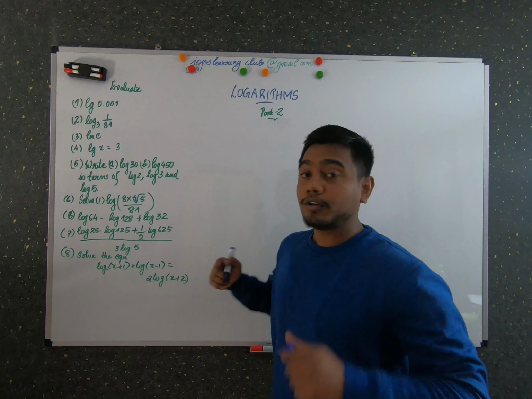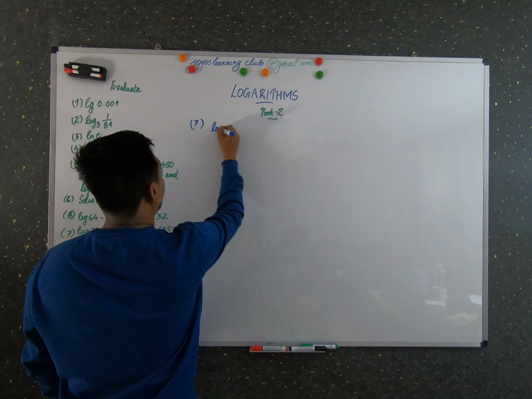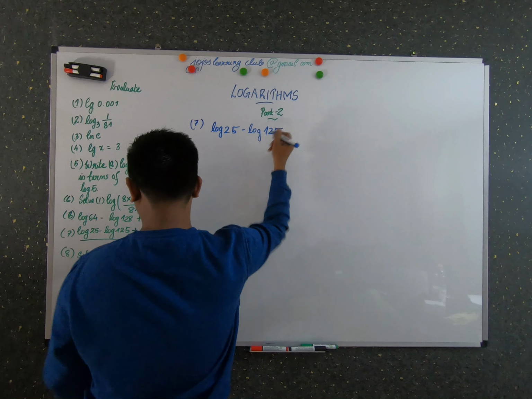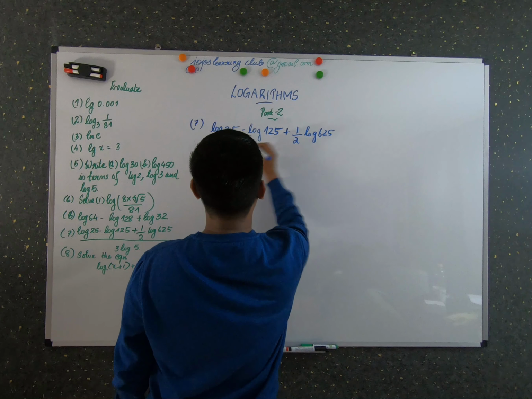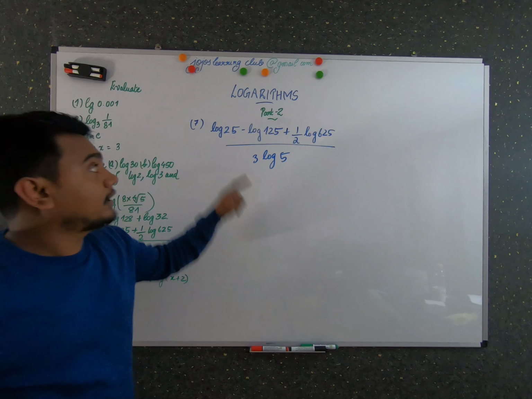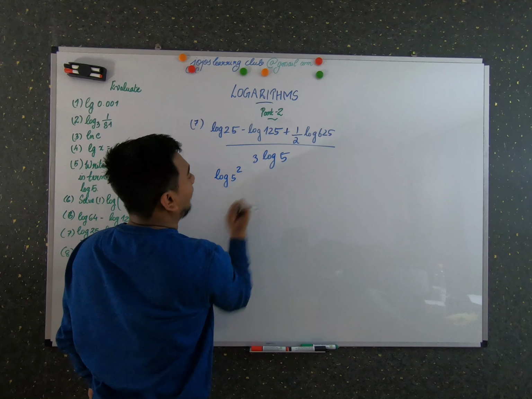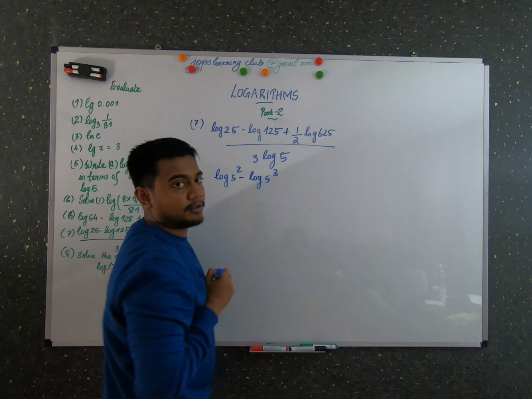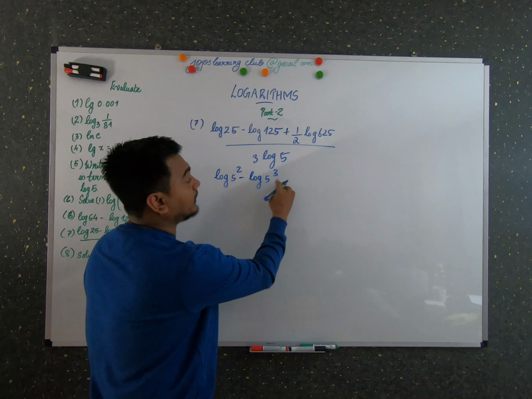So now the problem number 7: it is log of 25 minus log of 125 plus 1 by 2 log of 625 by 3 log 5. So this is what we have to find. Now express this in terms of 5 in factors. Take the factors, so it becomes log 5 square, right? And again, log of 125 is 5 cube, right? 125 is what? 5 into 5, 25. 25 into 5, 125. That's why I wrote it as a 5 cube.